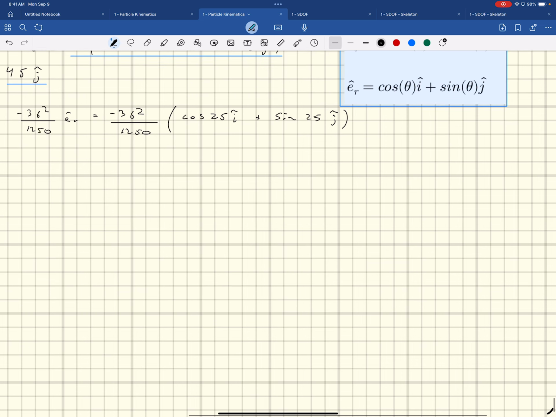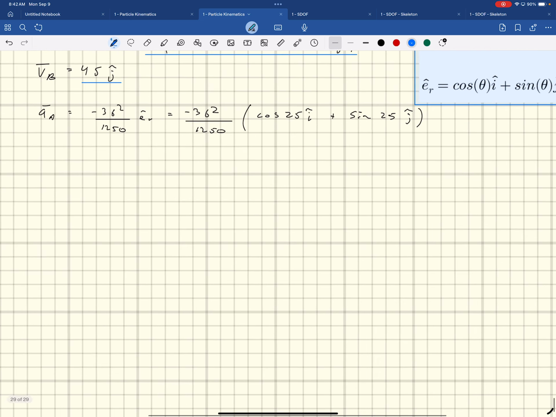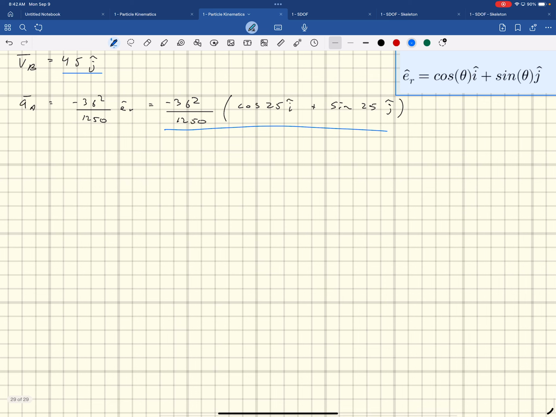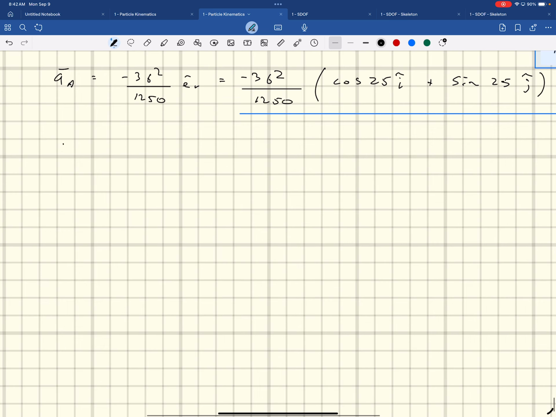Okay, that is acceleration of A in Cartesian coordinates. And then B, AB again is the ER lines up in the I direction. So this is negative 45 squared over 1200 in the ER direction. That's negative 45 squared over 1200 in the I direction.